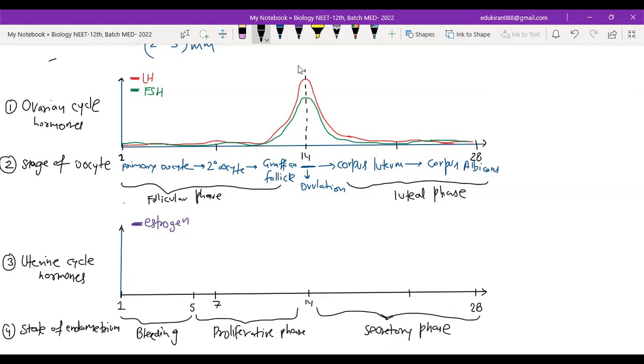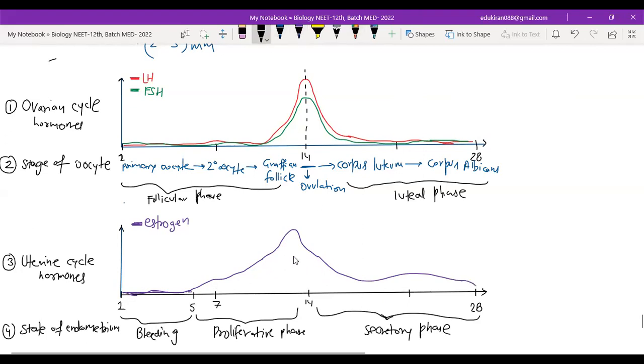Now let's talk about estrogen. The levels of estrogen are very low from day 1 to day 5, almost not there. That is why the bleeding is happening, right? And then from day 6 onwards, the levels start rising, and reach the peak just before ovulation. And then it declines towards day 28, like this.